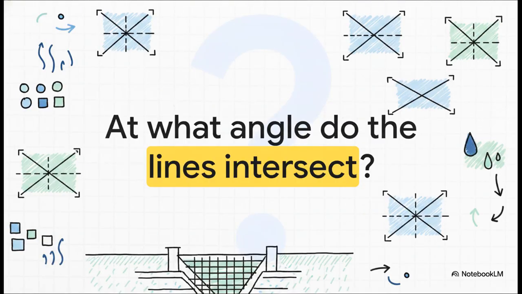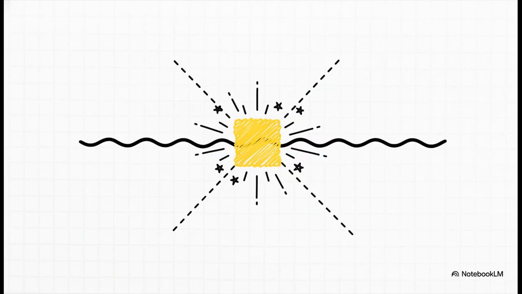Okay, last technical question on flow nets. Flow lines and equipotential lines intersect each other at exactly what angle? 90 degrees. They are mutually perpendicular. Keep that golden angle locked in your brain for test day, for sure.